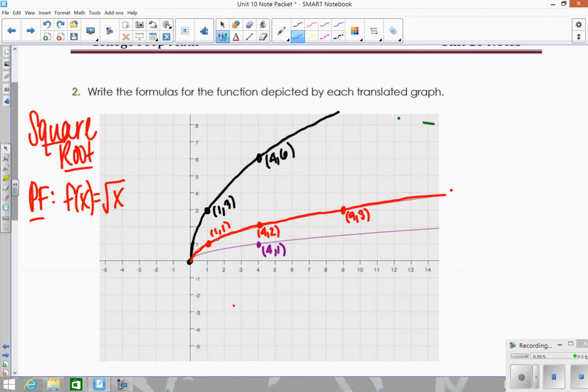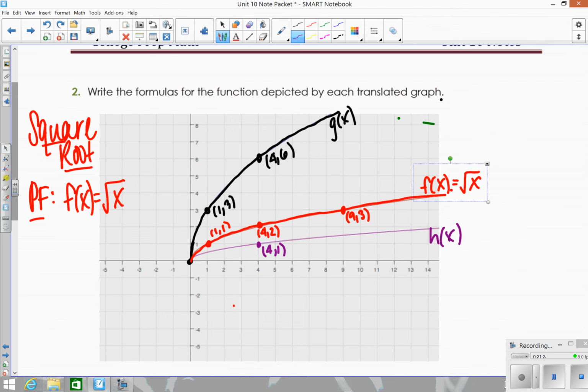Because if you plug in 1 for x, the square root of 1 is 1. You plug in 4 for x, take the square root of it, you get 2 for y. Plug in 9 for x, the square root of 9 is 3. So this is going to be the parent function. So then the question is, how do I get these other graphs? So let's call this one g of x, and then we'll call this one down here h of x.